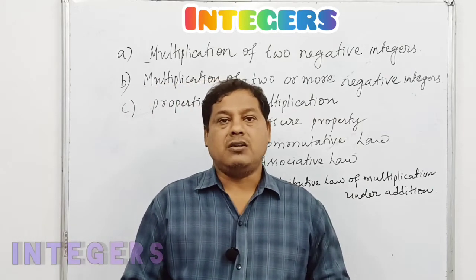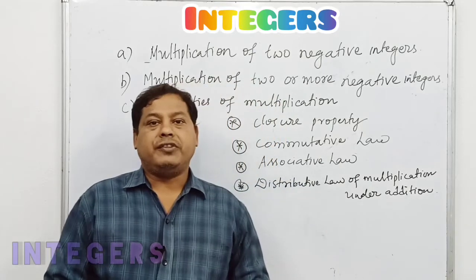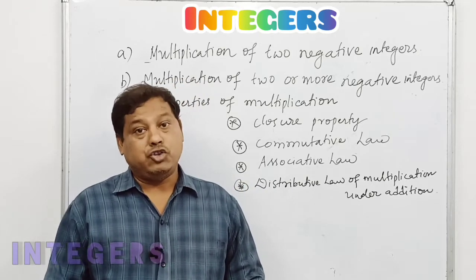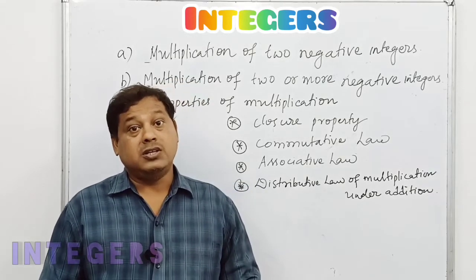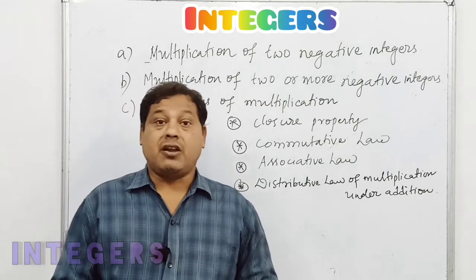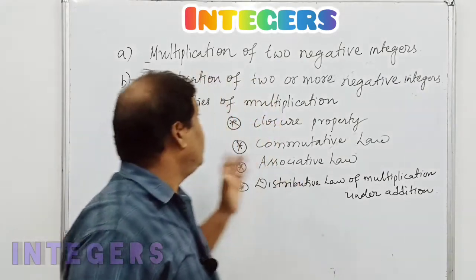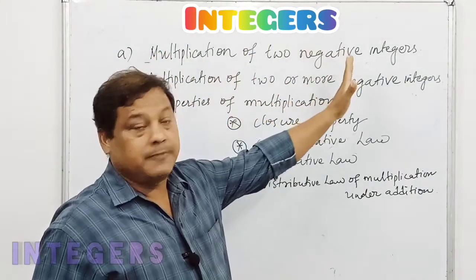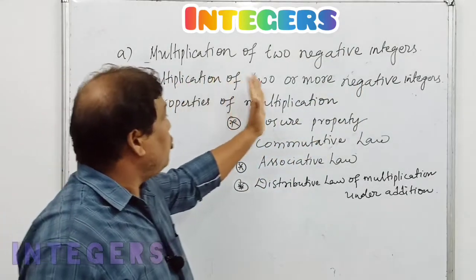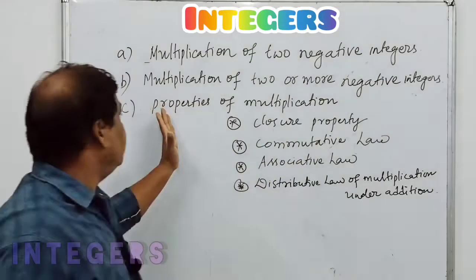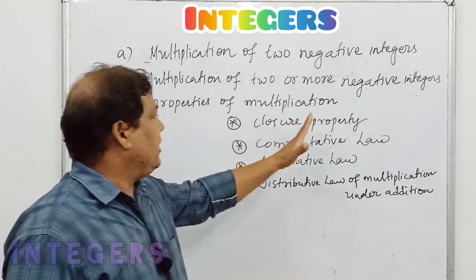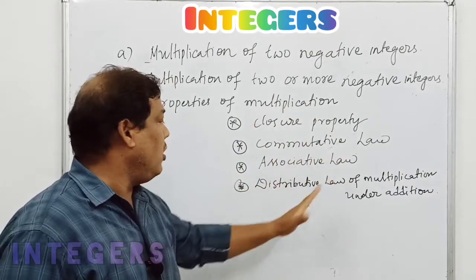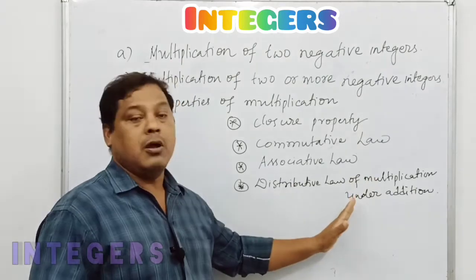Since last class we have learned about the properties of addition and subtraction of integers, and multiplication of positive and negative integers. In this class we will learn the following topics: first, multiplication of two negative integers; second, multiplication of two or more negative integers; and third, the properties of multiplication under closure property, commutative law, associative law, and distributive law of multiplication under addition.